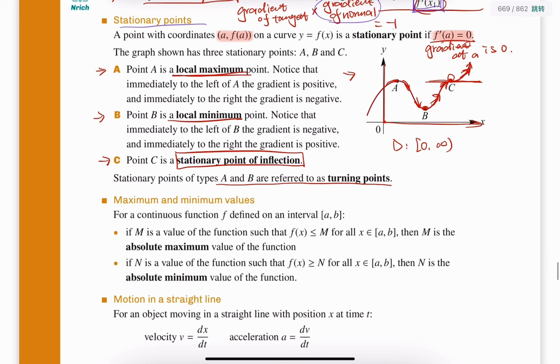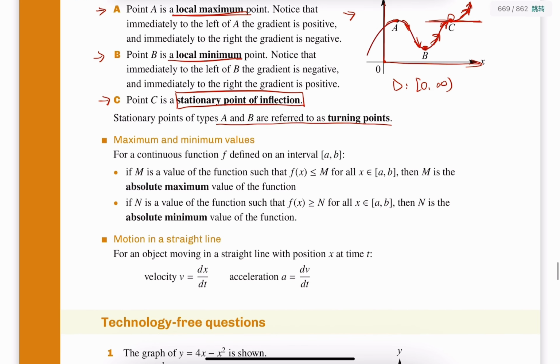Okay, let's then talk about maximum and minimum value. So instead of local min and local max, which we talked about over here, we have absolute maximum and absolute minimum, which will be restricted by your domain. So if we have a continuous function f defined on an interval from a to b, if m is a value of the function such that f(x) is smaller than m for all x belonging to a to b, then m is the absolute maximum of the function.